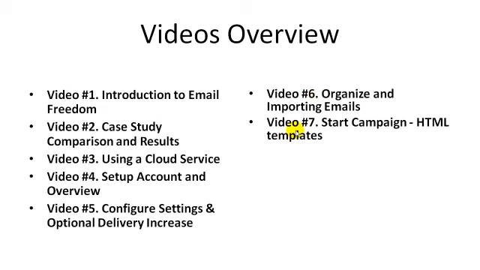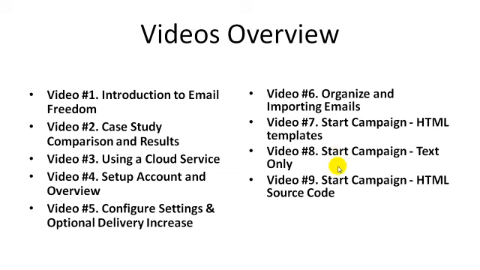Video number 7, we're going to talk about starting a campaign. Basically 7, 8, and 9 are 3 different campaigns. We've got HTML templates, which MailJet provides you with, text only, since some people like text only, and HTML source code. I preferably go with the HTML source code, and you'll see what I mean when I show it to you, because it's just a lot easier. It gives you a lot more freedom. Even if you don't know anything about HTML source code, you'll be able to do that.